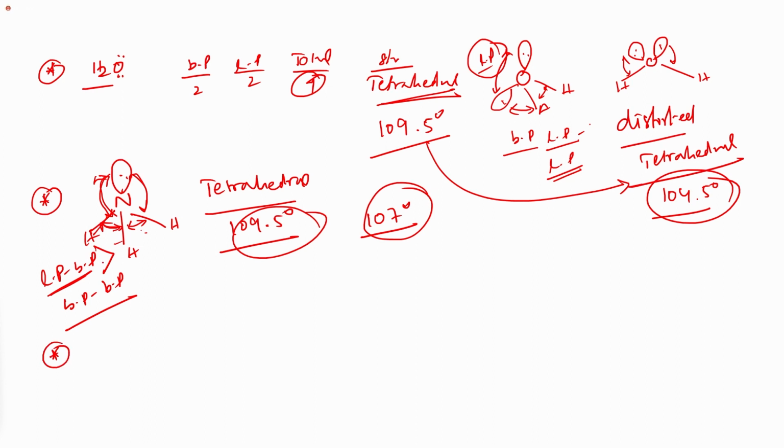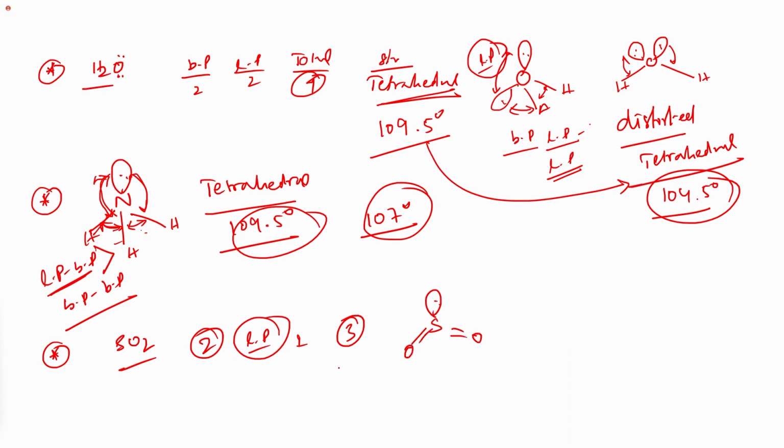Another example, if you see the SO2 molecule. First consider the structure. Here sulfur has two bonds with oxygen, but sulfur will have one lone pair, so the total equals 3. When it is 3, the structure will be trigonal, but it will have a bent structure. So theoretically the shape should be trigonal planar, but actually it is found to be bent or V-shaped.